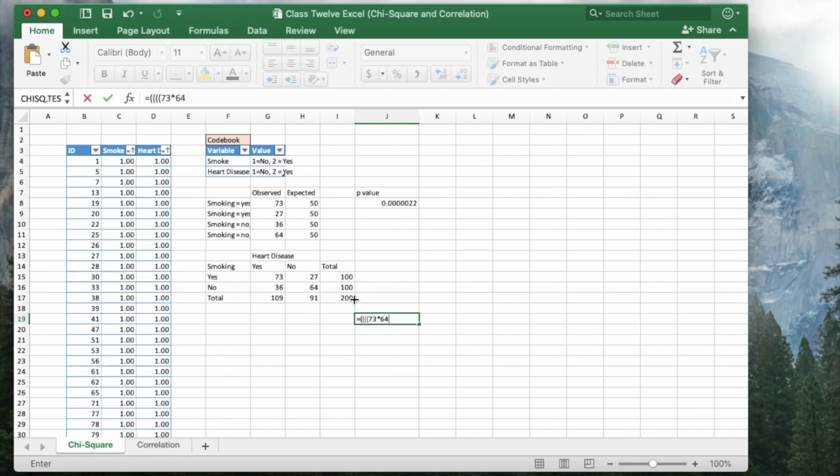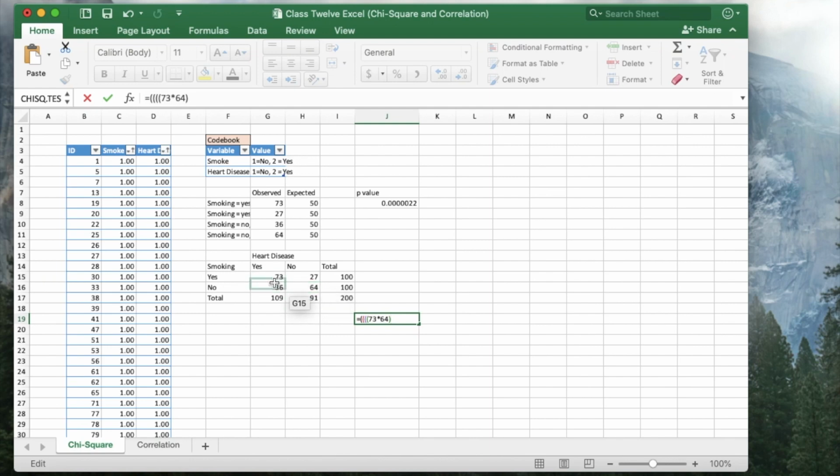But the first thing we're doing is we're multiplying the diagonal counts by each other, and then subtracting one diagonal from the other, and taking the square root of that. So we're multiplying 73 by 64. That essentially is both of our yeses, yes for smoking, yes for heart disease, and then both of our noes, no for smoking, no for heart disease.